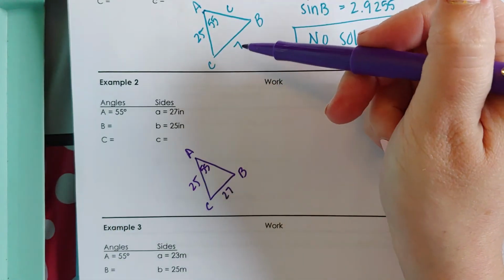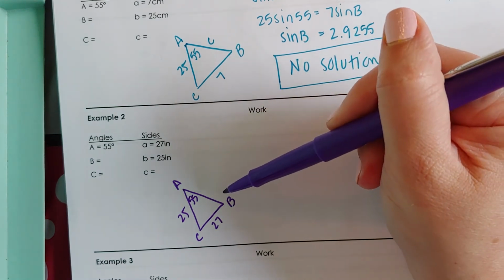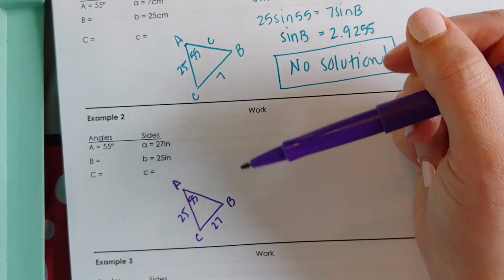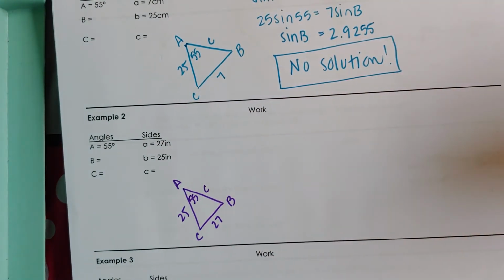So the only thing that's different between these two triangles is that this side, CB, or little a, is shorter, or excuse me, longer in this one. So we're still looking for C. It's still a side-side-angle. So if we get a solution, we're gonna check for a second one.